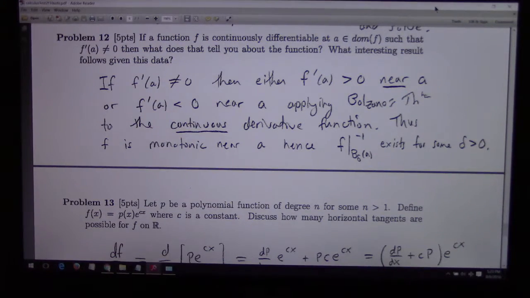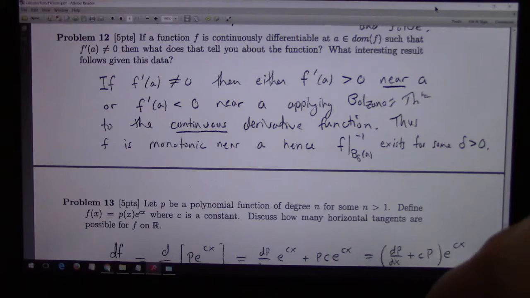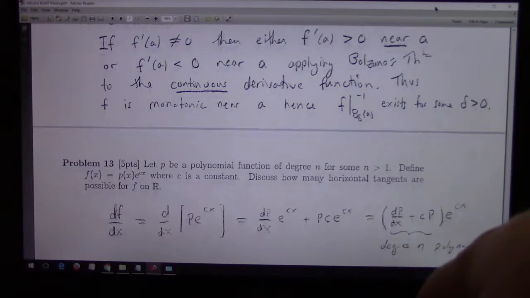Problem 12. If a function f is continuously differentiable at a point in the domain such that f prime of a is not equal to 0, what does this tell you about the function? Well, if the derivative is continuous and non-zero at a point, it means it's non-zero near the point. So the derivative has to either stay positive or stay negative. In other words, the function's either strictly increasing or strictly decreasing near the point, which tells me that a local inverse exists near that point. That's what that means. That's kind of a challenge theory question there.